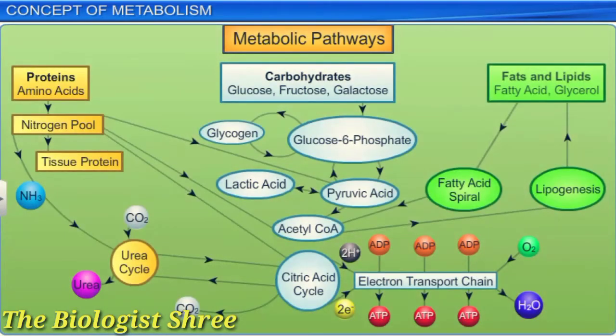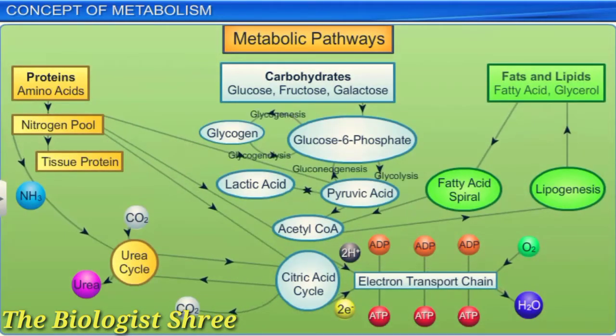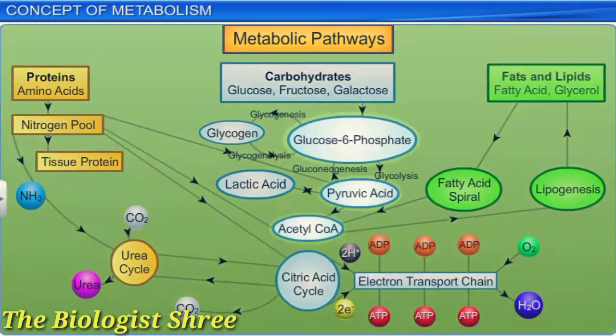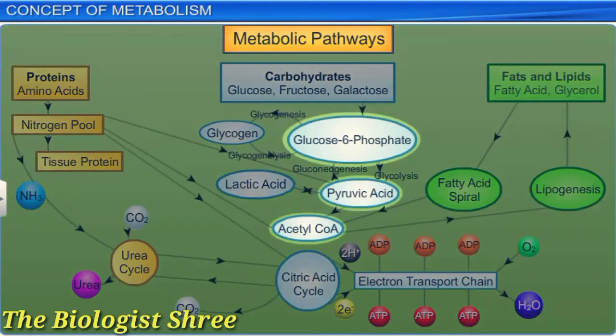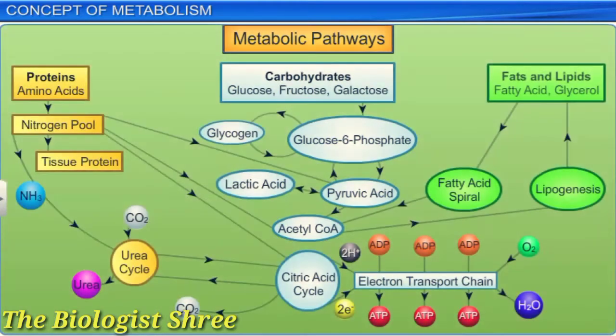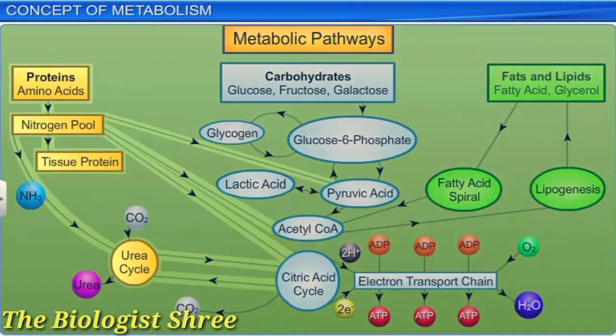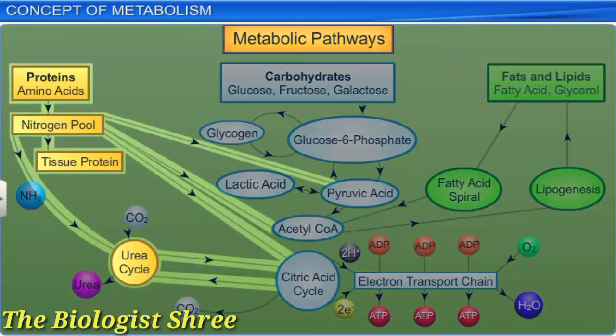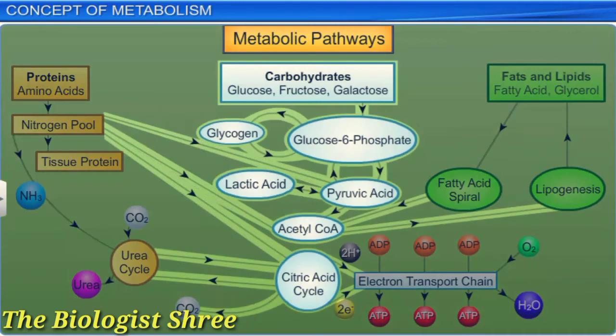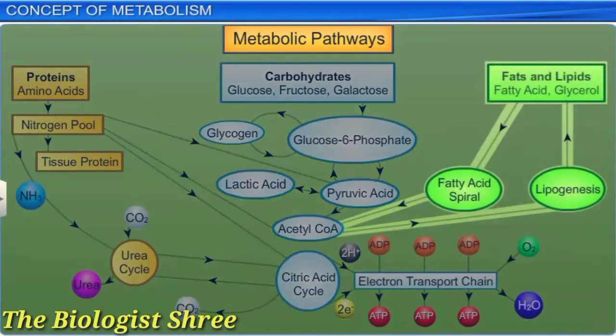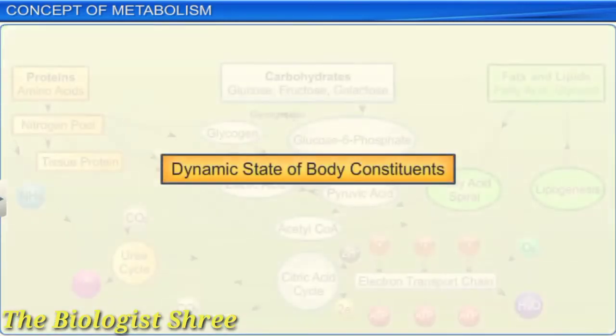Metabolic pathways can be compared to automobile traffic, where they have traffic junctions when they meet and cross each other. Just like automobile traffic, the flow of metabolites through these pathways is definite and takes place in a specific direction. This flow of metabolites is also called the dynamic state of body constituents.